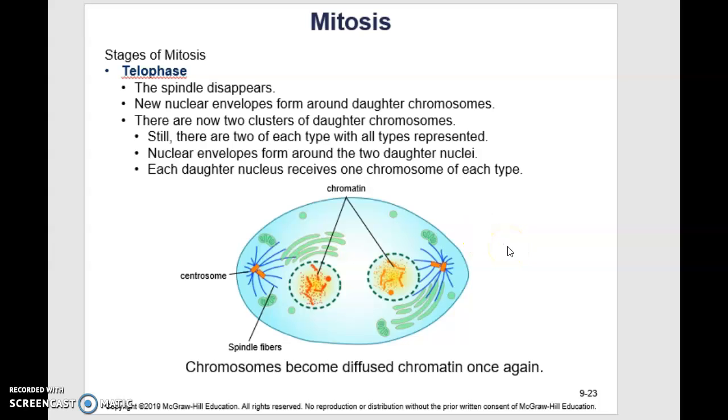Each daughter nuclei is going to receive one chromosome of each type. I'm going to make sure that all chromosomes are represented in each of those nuclei. And then the chromosomes are going to unspool to become diffused chromatin again. So the pieces of DNA that are going to be required for that cell, what types of protein are required for that cell, those are going to unravel so that they can be made again. Whereas the ones that are not required for that cell will stay packed up in their boxes.